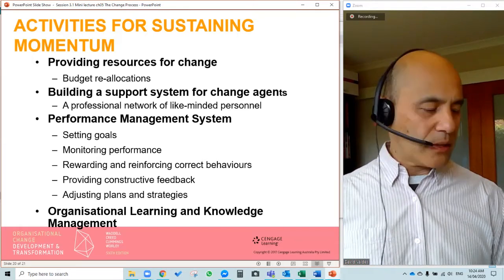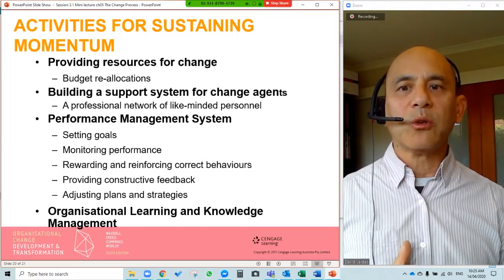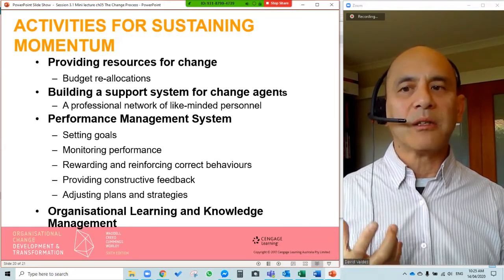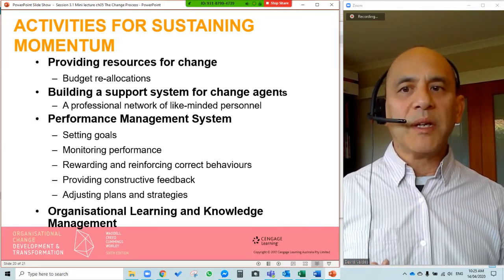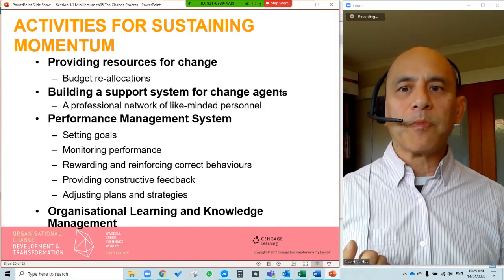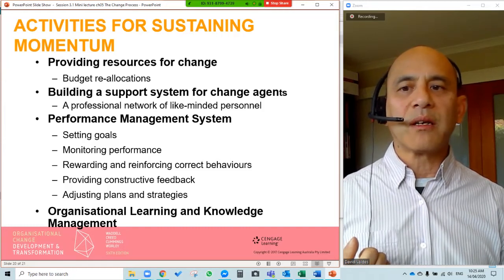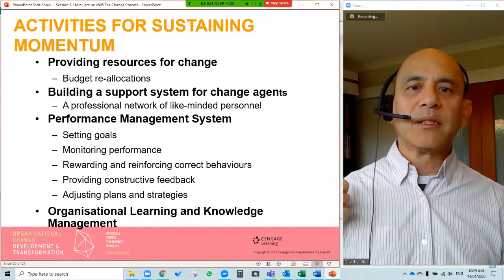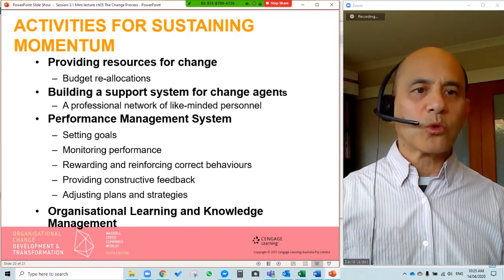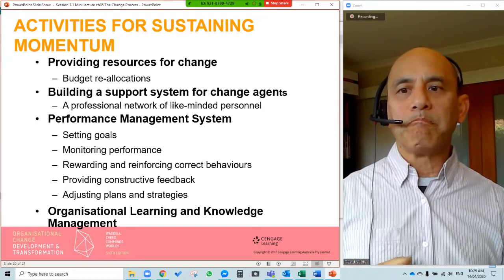For that, of course, we need to have resources. That includes things like money or the budget to be able to continue with this change. Again, a support system for change agents, so that we can ensure that the change agents are continuing to support this change that we've already set up.